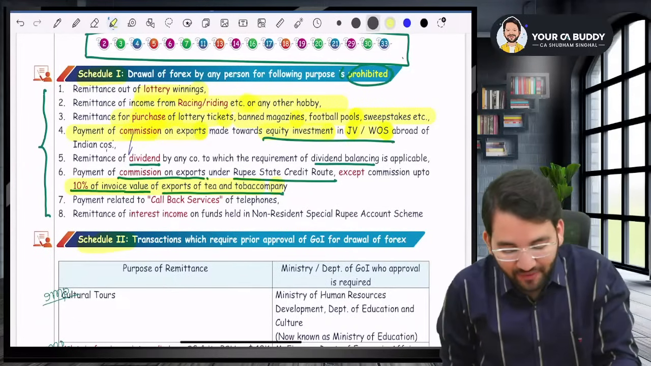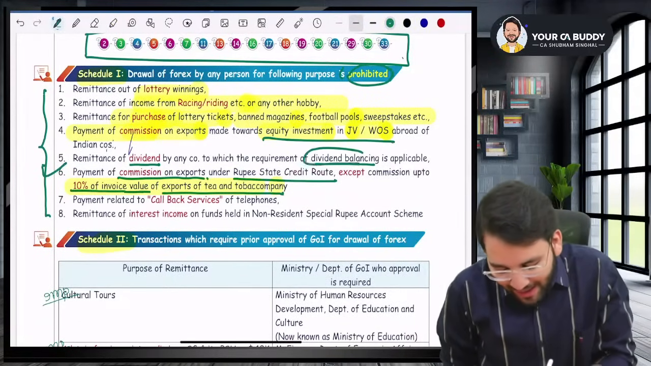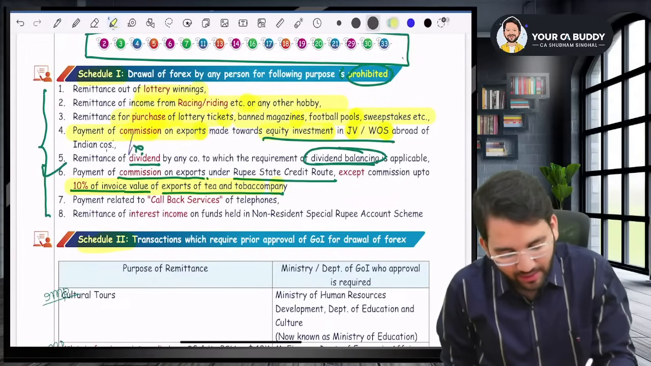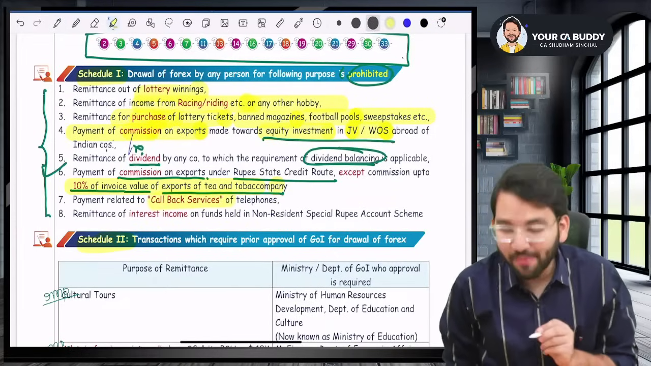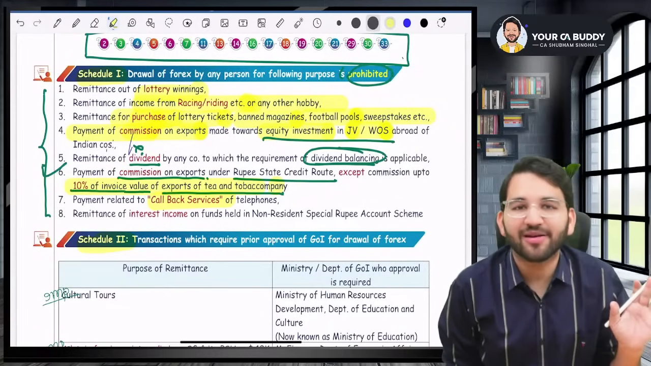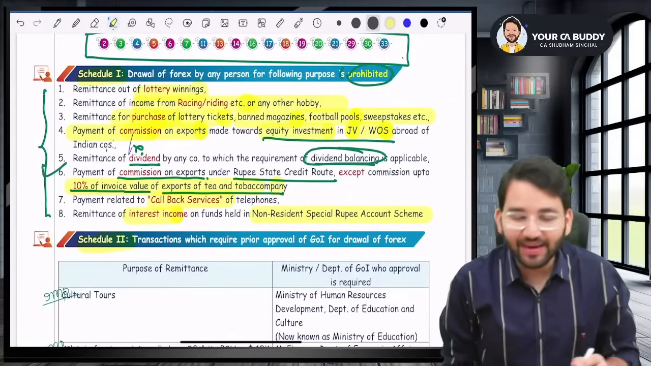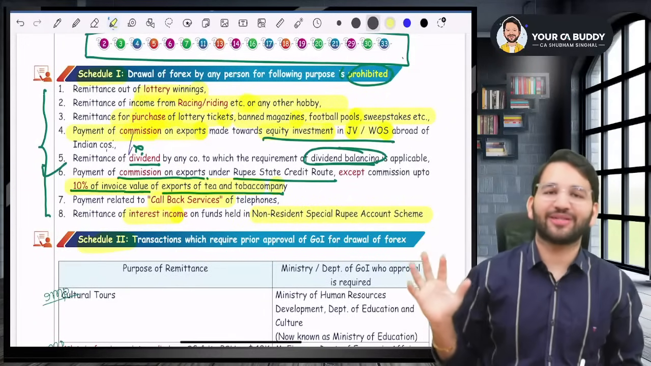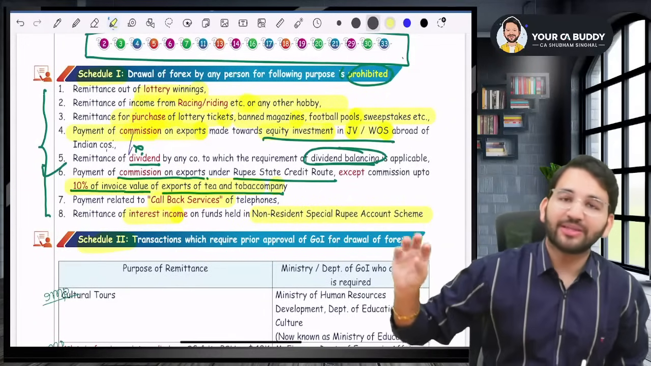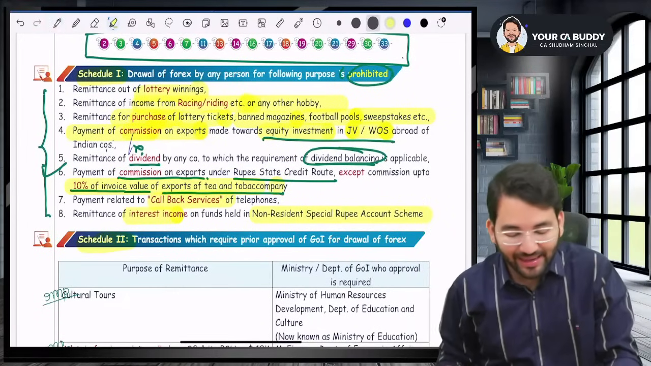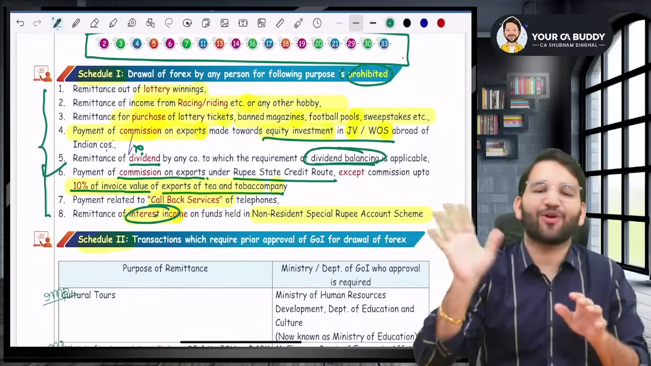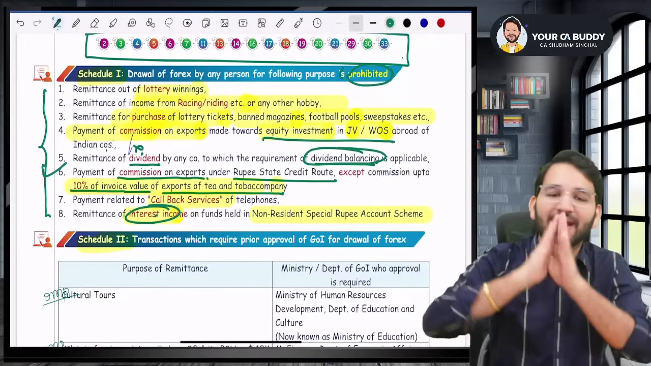Okay. After that, if there is a company to whom dividend balancing applies, they cannot remit dividend. Number six, payment related to callback services. There cannot be any payment related to callback services, and remittance of interest income on funds held in NR Special Rupee Account Scheme. In that scheme, if you earn any interest income, that interest income cannot be remitted.